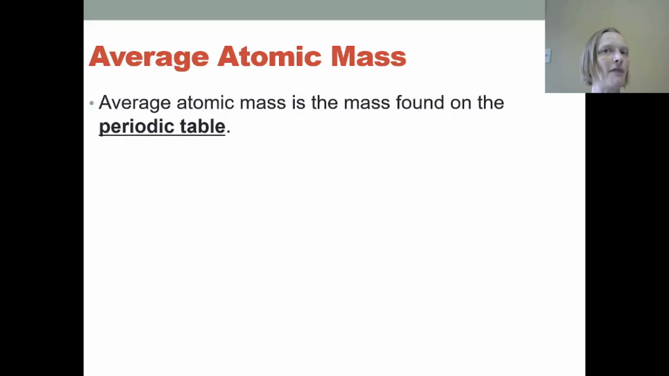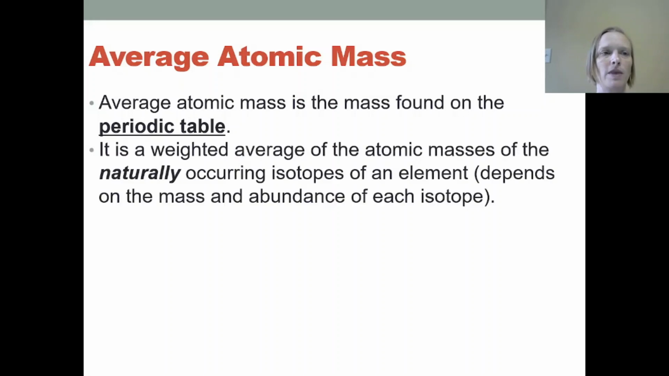Let's talk for a moment about that number you see on the periodic table that's called the average atomic mass. This version that you see on the periodic table, it's a weighted average of the atomic masses of all the naturally occurring isotopes of an element. So it depends on the mass and abundance of each isotope.